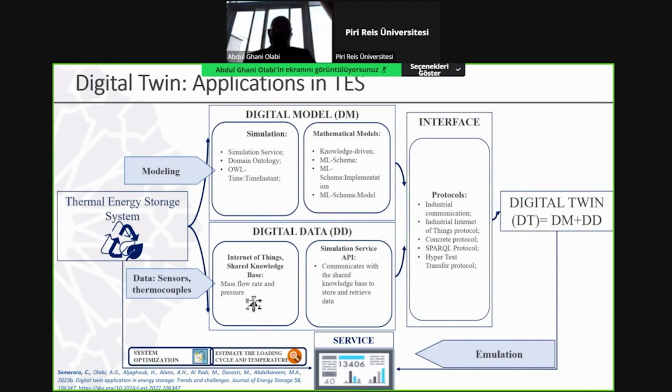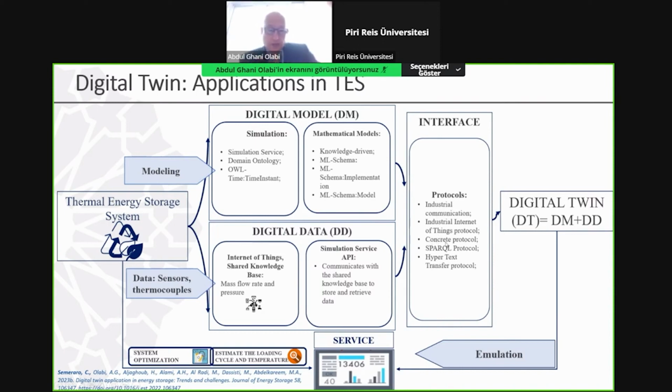For example, digital twin for application in thermal energy storage. In thermal energy storage, we have the system. We define and implement the digital model. In the digital model, we have simulation, domain technology, we look at the time, we look at the mathematical model, we have knowledge-driven, and so on. Then we look at the digital data, we call it DD. We have the Internet of Things, shared knowledge base, and so on. Here we have the simulation service. And between, we have the interface, with protocols, industrial communication, industrial Internet of Things protocol.